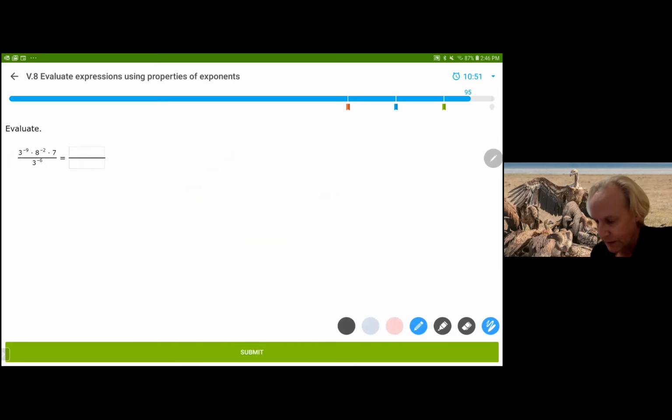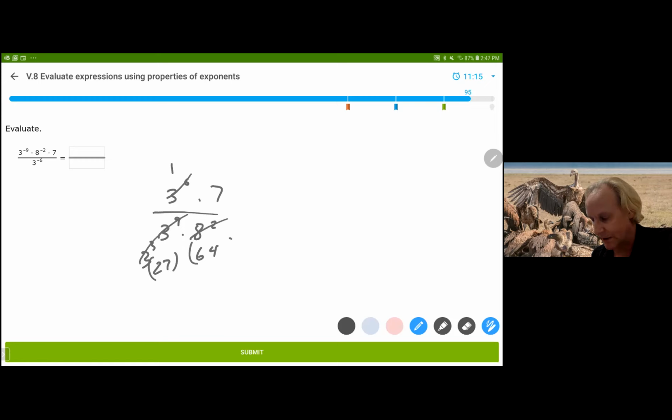All right, we've got a 3 to the 6th and a 3 to the 9th. I went ahead and moved my negative exponents. And I also have an 8 squared, and I have a 7. So we've got a lot of stuff going on here. First of all, let's simplify these guys. That's 3 to the 3rd power. And then my 8 squared is 64. So I'm looking at 27 times 64 in the denominator.